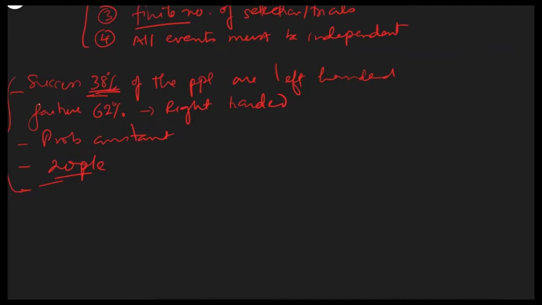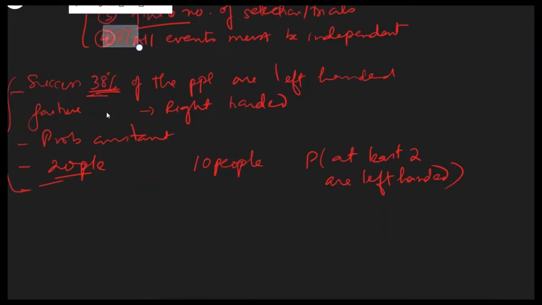All right. Now let's form a question out of this. Question is, if I select 10 people, what is the probability that at least 2 are left-handed? Since we already know that all four conditions are met, that means we can apply binomial probability distribution. Now, how is the binomial probability distribution calculated, how is the table formed? Okay, let me do a demonstration here.